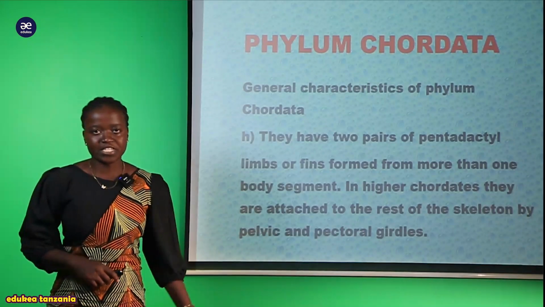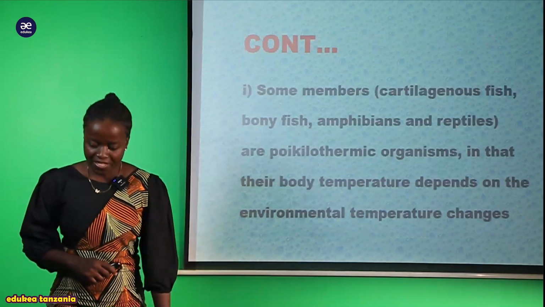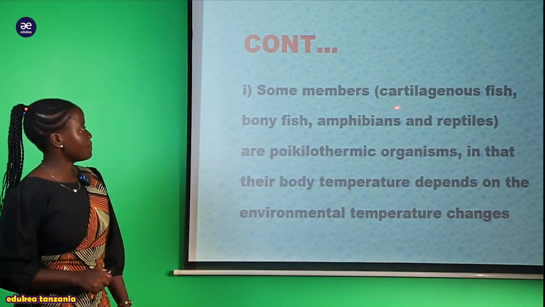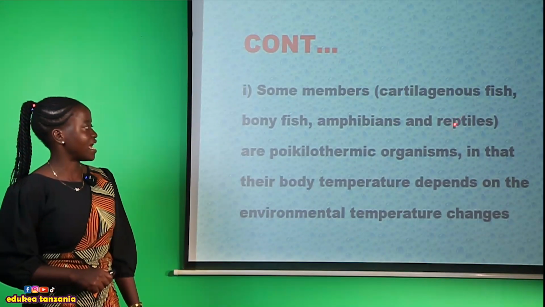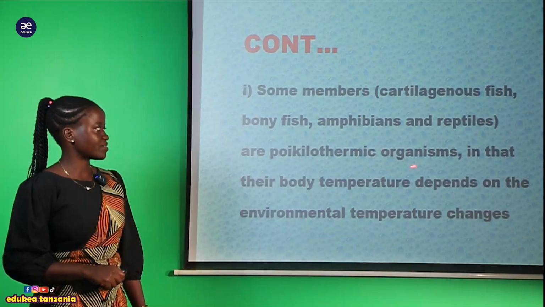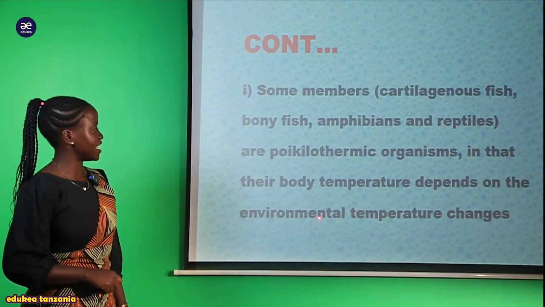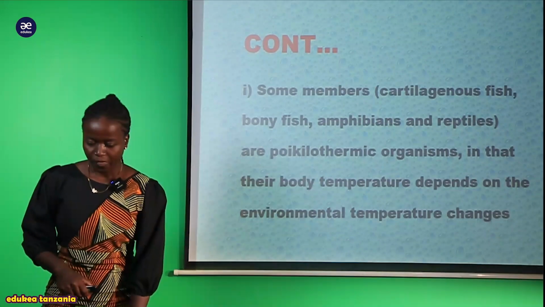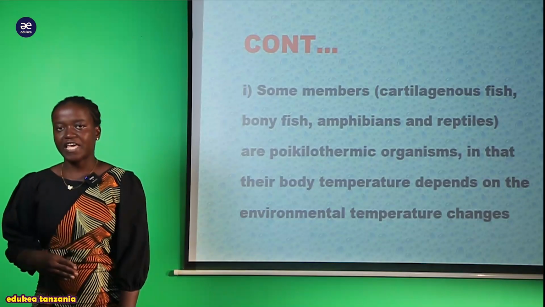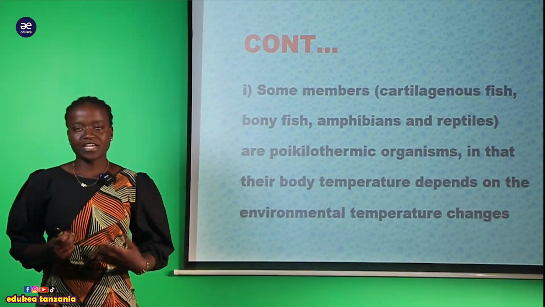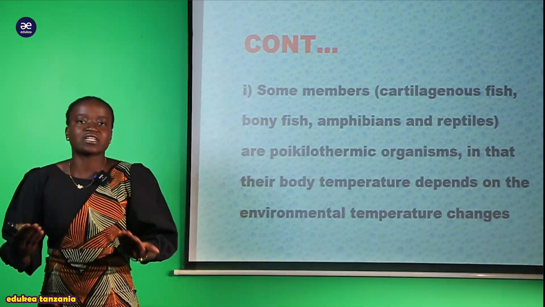And also my student, apart from that, these organisms possess another characteristic. We are saying that some members such as cartilaginous fish, bony fish, amphibians, and reptiles are poikilothermic organisms, in that their body temperature depends on the environmental temperature change. Kwa some members ambao wanapatikana ndani ya hii phylum Chordate, they are poikilotherms. What does that mean? Poikilotherm meaning that their body temperature depends on the outside environment.